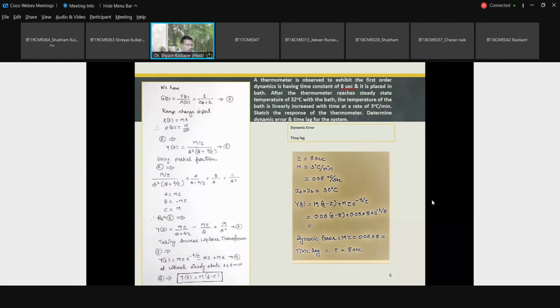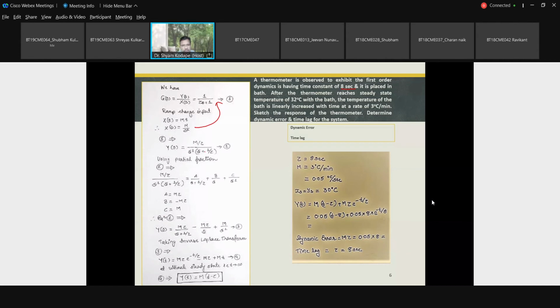Okay, we will discuss that dynamic error and time lag with this particular example. See here, the thermometer, I know this is a first order system. So equation 1 is nothing but the transfer function of the thermometer: Y(s)/X(s) is equal to 1 upon tau s plus 1. And the change is a ramp change, linearly increasing, so x(t) is equal to mt, X(s) is equal to m by s square. Substitute m by s square into equation 1.